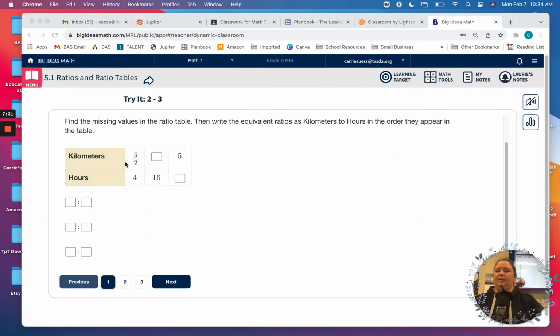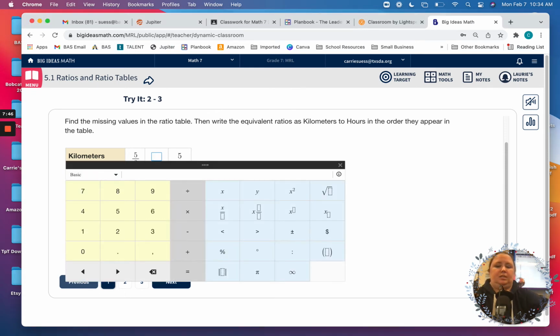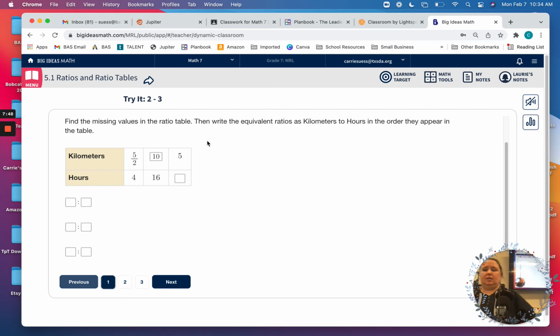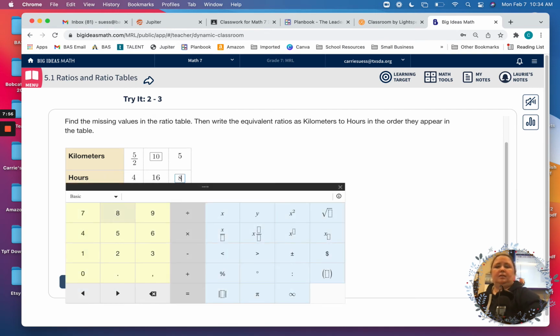Okay, so again, listen. To find this missing number, we're going to say, well, what happens between 4 and 16? We decided it was multiplication, yes? 4 times 4. Right, so now we do 5/2 times 4, which is 10. Okay, so this number is 10. So now I think, okay, what happens from 10 to 5? Divide by 2. So we do 16 divided by 2 to get 8.